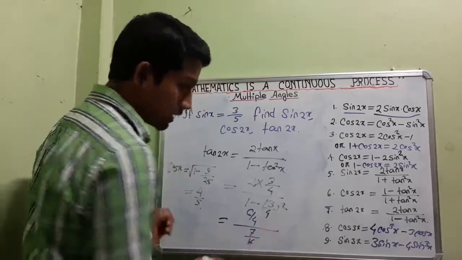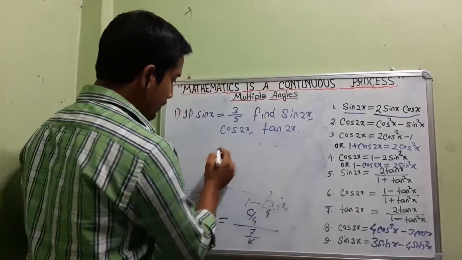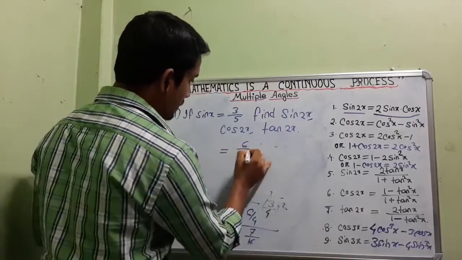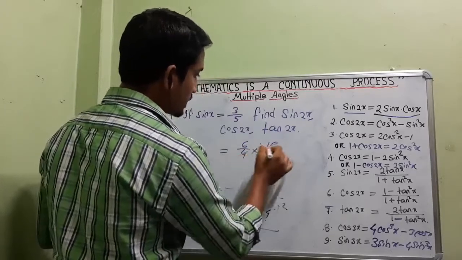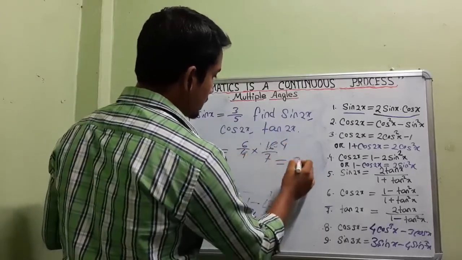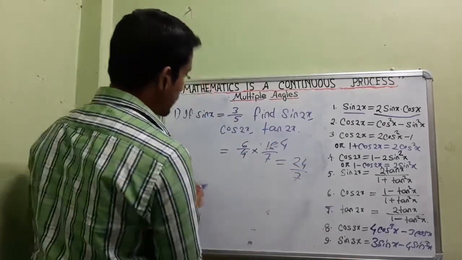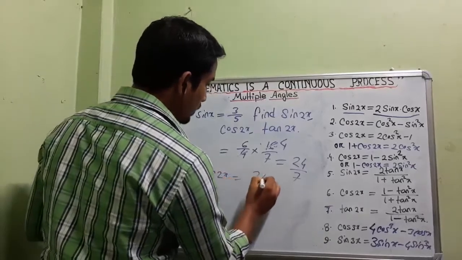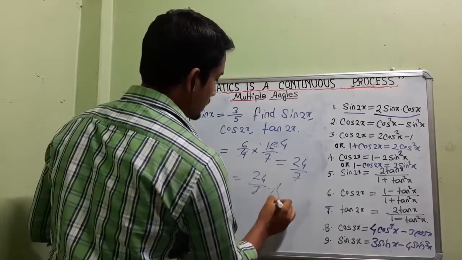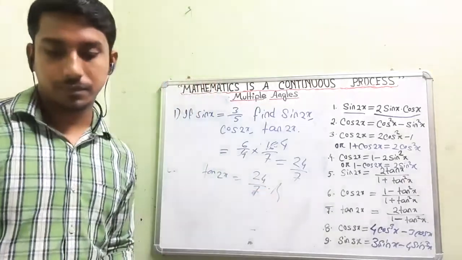Now if I take a little bit more calculation, then we'll have 6 by 4 into 16 by 7. Now if you cancel out, it will be 4, that means 24 by 7. So 24 by 7. So what we got? We got tan 2x is equal to 24 by 7. That is the answer. Okay, so this is the thing.